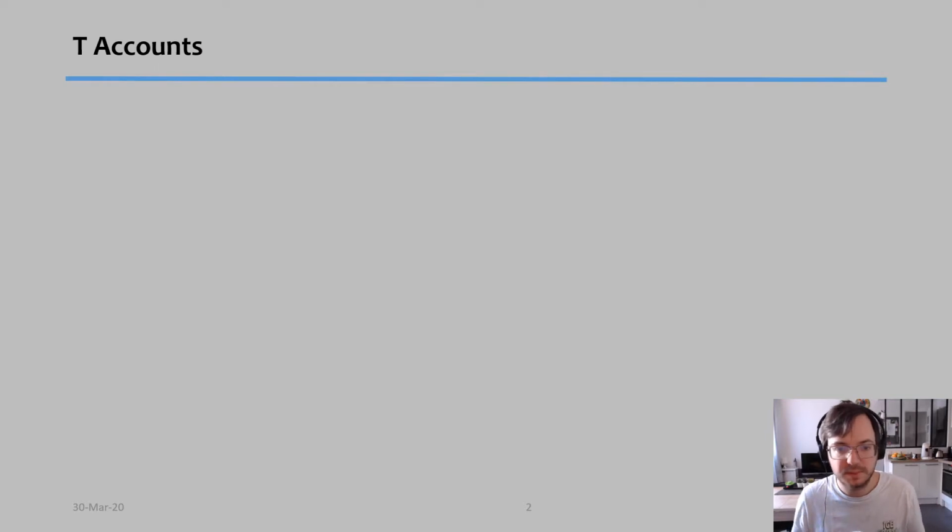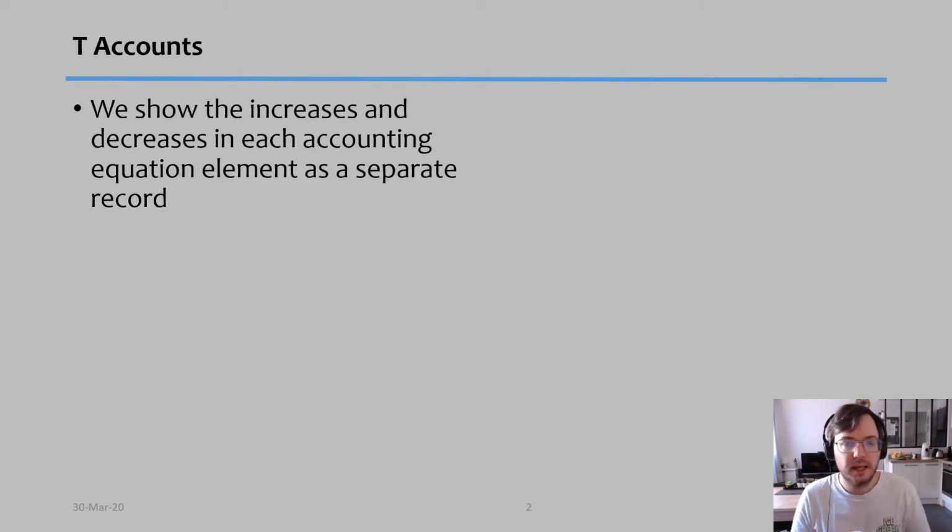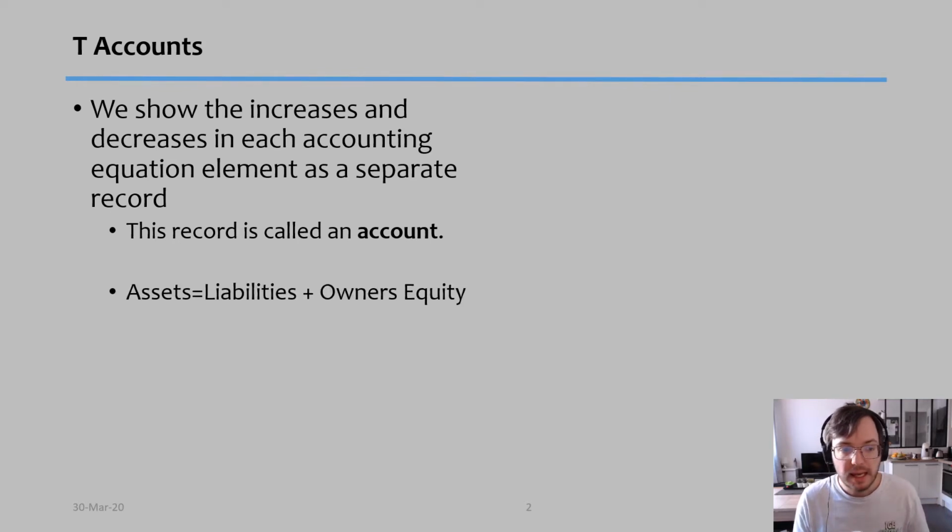The first concept that I need to explain is the concept of T accounts. So every time there is a transaction, we need to show the increase and decrease in each accounting equation element as a separate record. And this is the definition of what an account is. An account will register the increases and decreases regarding each transaction we have. And for the ones who don't remember, the accounting equation is assets equals liabilities plus owner's equity.